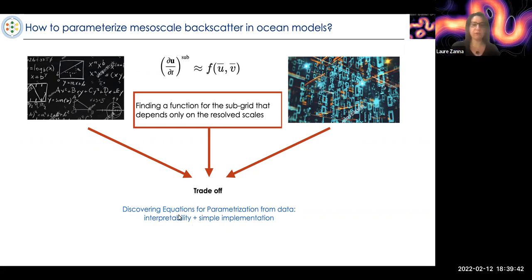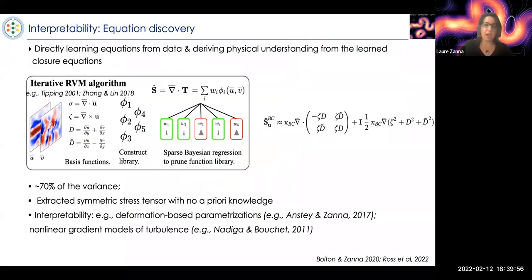So our idea was, well, let's try to discover equations for parameterization from data directly. So that helps with interpretability. And also the huge trade-off is it's easy to implement in a climate model, because you already know how to discretize all those operators. And this is work we started with Tom Bolton a few years ago.